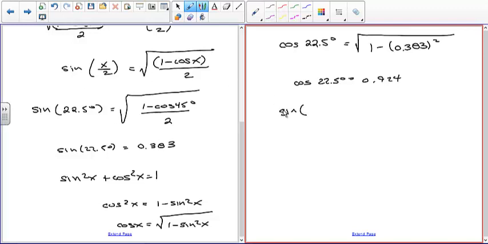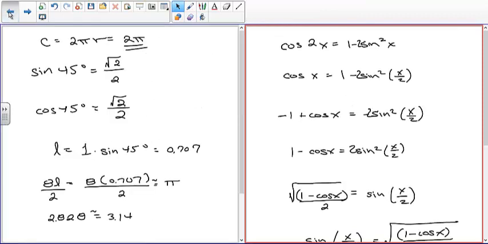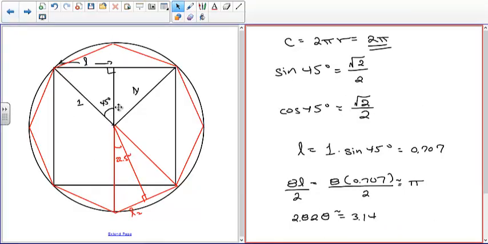And then if you need to go to the next case, you could say the sine of half of 22.5, which is 11.25 degrees, is the square root of 1 minus the cosine of 22.5 degrees, divided by 2. And you can keep repeating this, so you can keep finding the sine and cosine of the angles that are half of 45, half of 22.5, and keep halving it. So every time you double the number of sides in your polygon, you're going to decrease the angle by a factor of 2, and you're going to change the sine and cosine.